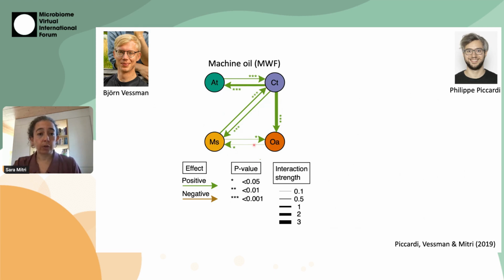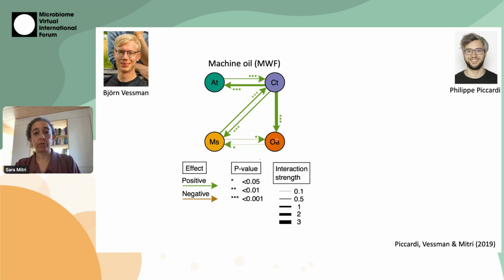And then we did this for all of the other possible interactions. A negative would have been in brown, but we actually don't see any negative interactions in our system. And here the thickness of the arrow is the fold change in population size in the presence of another species. Okay, so we found only positive interactions.